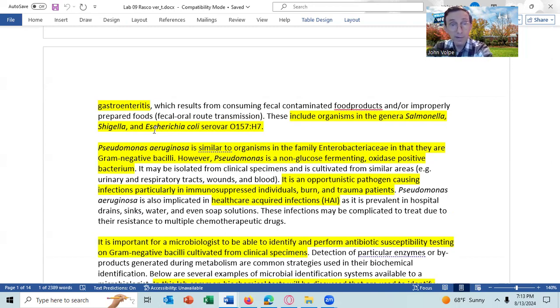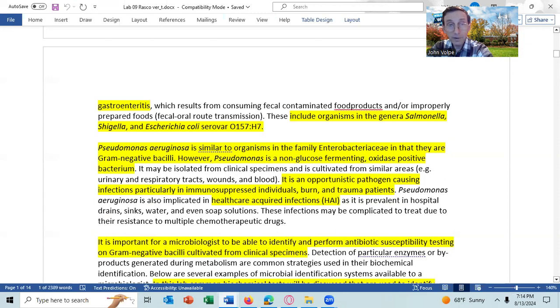The Pseudomonas, especially Pseudomonas aeruginosa, can cause opportunistic infections, especially in immunosuppressed individuals, burn patients, and trauma patients. Pseudomonas aeruginosa does not usually get established in a normal individual, but in a burn patient or a trauma patient, it can bypass the skin barrier, or wherever the trauma is, and cause an infection. So Pseudomonas aeruginosa is often implicated as a health-acquired infection or a nosocomial infection.